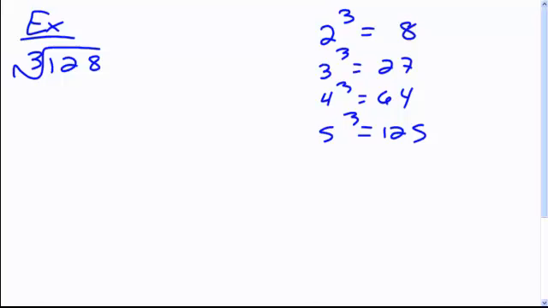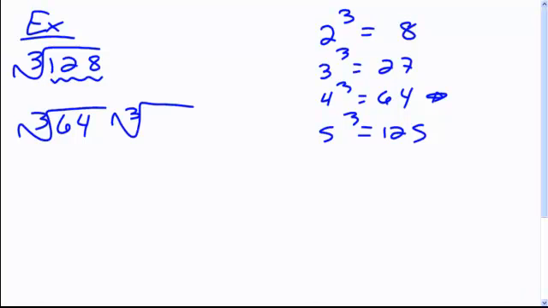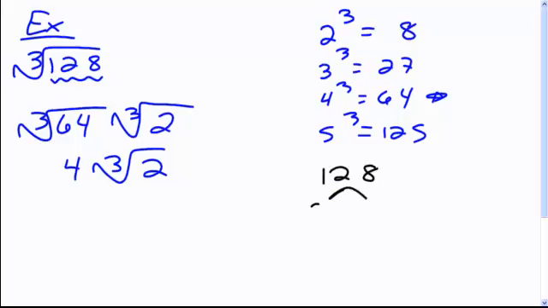So I have to figure out now what perfect cube goes into 128. Well, if I look in here, 128 is divisible by 64. So it's the cube root of 64, and 64 times what gives you 128? Well, that's just 2. So this is 4 cube roots of 2. The factor tree does come in helpful here. So 128, we did this before, real quick.